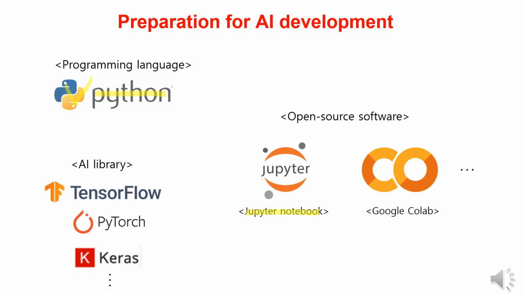use. Alternatively, you can also use Google Colab, which is similar to Jupyter Notebook in terms of usage. In other words, we will run the Jupyter Notebook program and use Python coding to run libraries like TensorFlow, PyTorch, and Keras, which are essential for AI development.